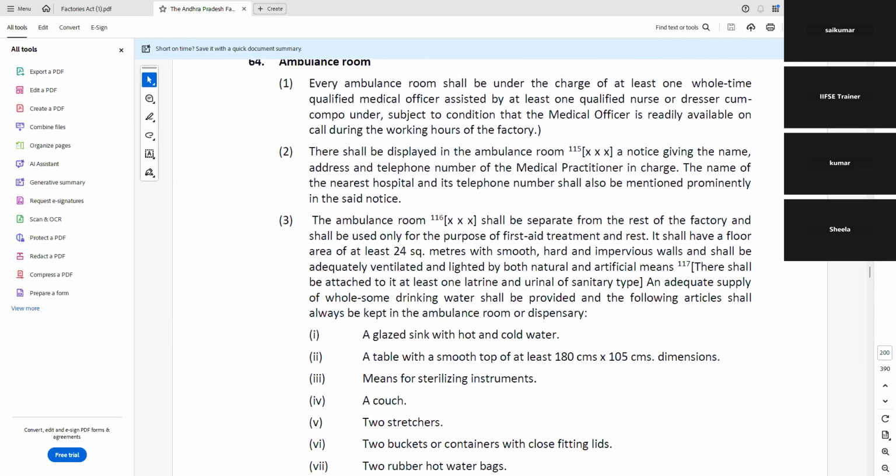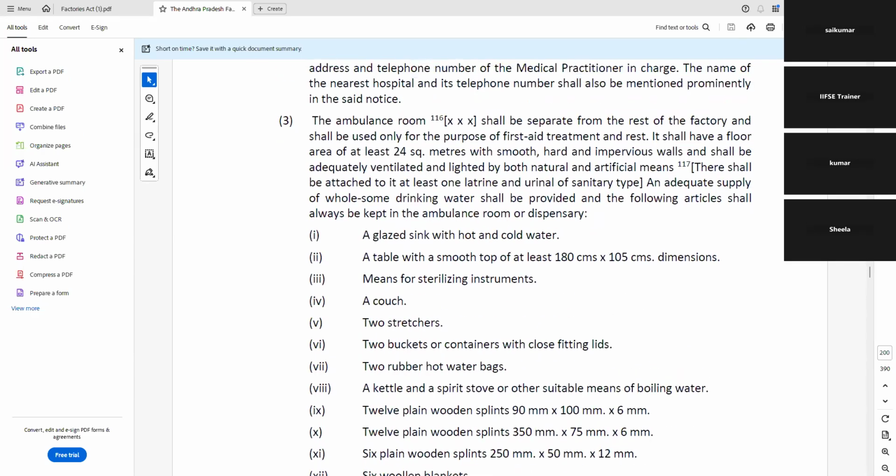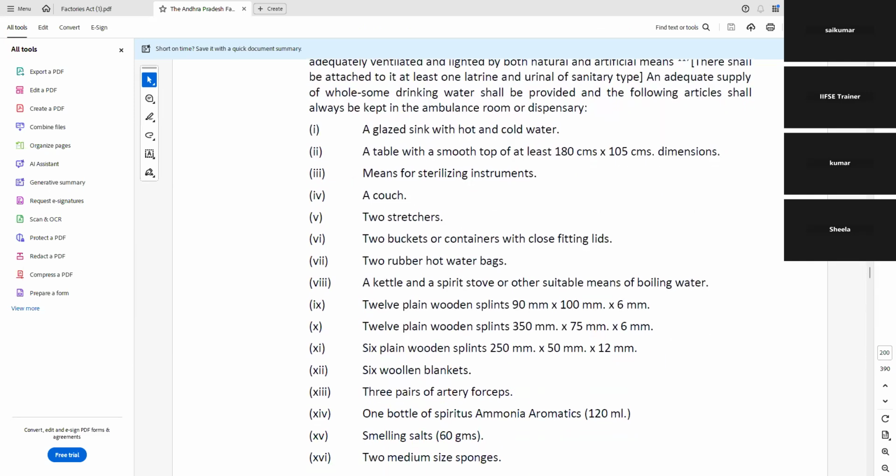Then for the ambulance room, you also have a set of requirements. Here the ambulance room shall be a separate room in the factory and shall be used only for the purpose of first aid treatment and rest. It shall have a floor area of at least 24 square meters with smooth flooring. So it is nothing but an occupational health center. Okay. In that, these are the provisions you should keep ready.